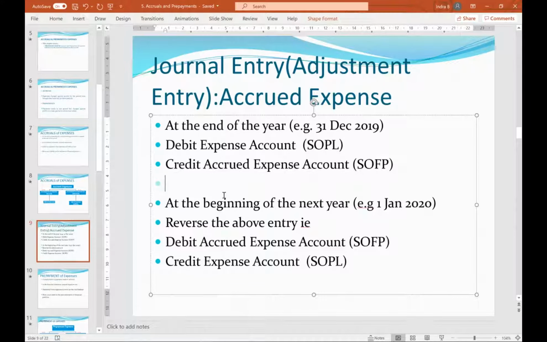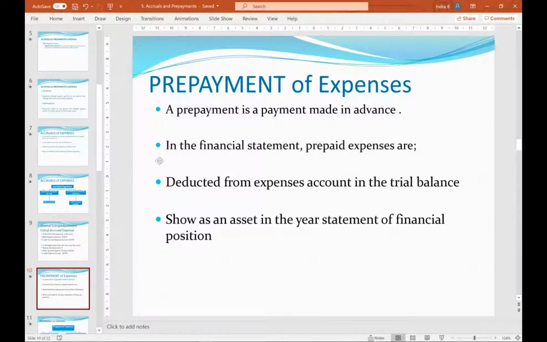Similar to that is the prepayment of expense. Prepayment of expense. I would like someone to read with me.